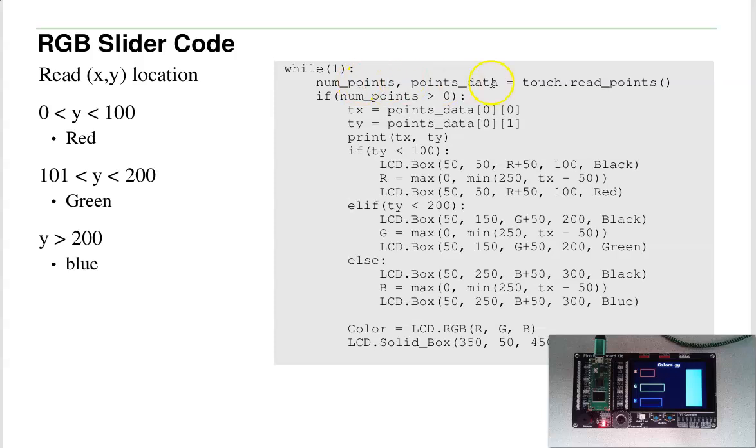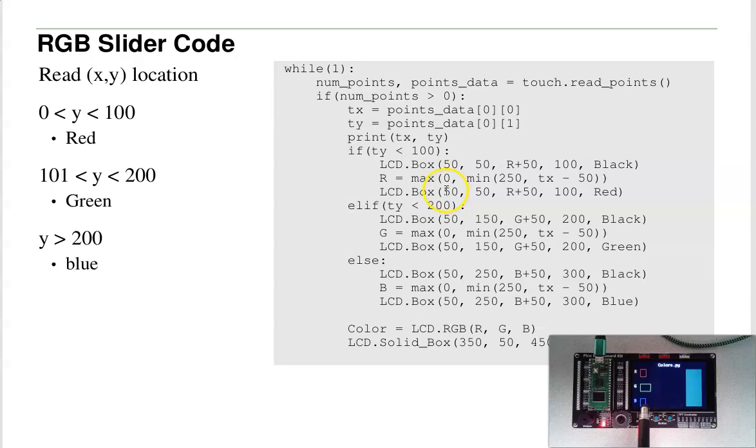In the code, I'm going to check using polling, am I touching the screen? If I am touching the screen, meaning there's more than 0 touch points, I'll pull out the XY coordinate of where I'm touching and then check. If the Y coordinate, this is 0 to 100, and over here, that's interpreted as red. That's changing the red color. If I'm between 100 and 200, that's interpreted as green. If I'm between 200 and higher, that's called blue.